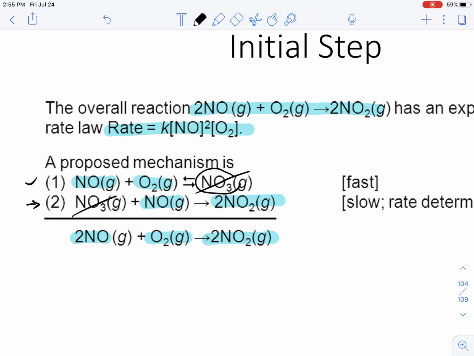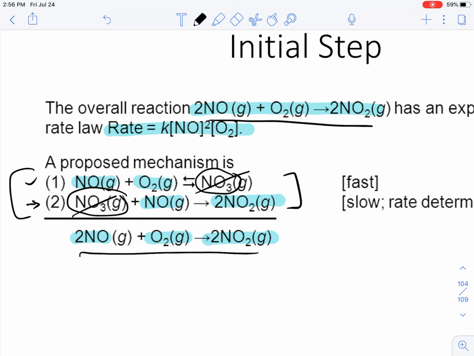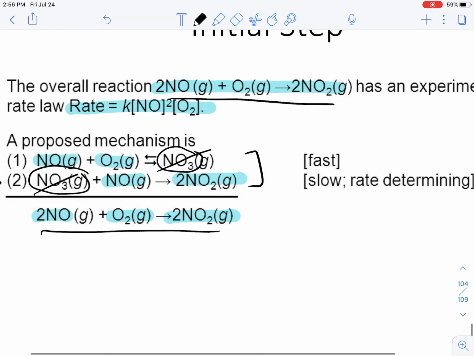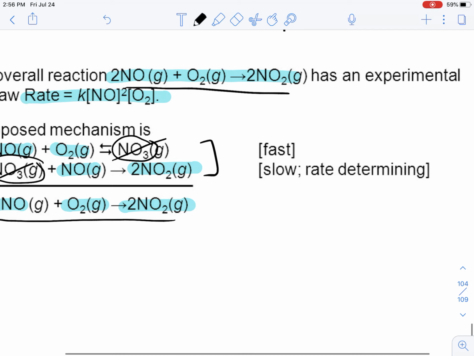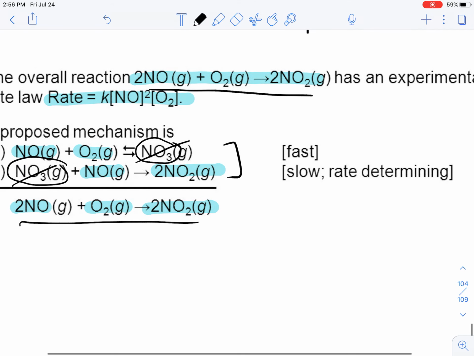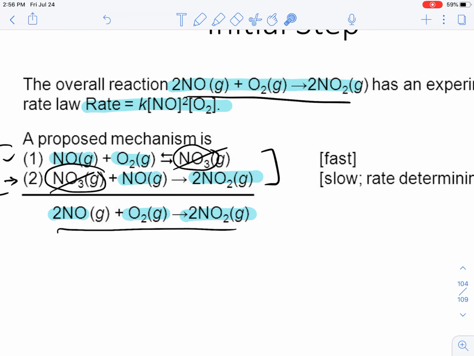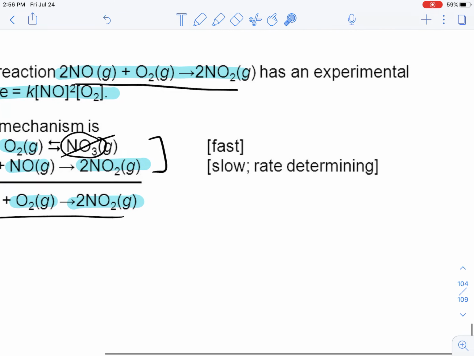And so if it gets produced in one elementary step and gets consumed in the next elementary step, then you really won't see it in your overall chemical equation. And so the second criteria for proving if the reaction mechanism is plausible can be checked off. In other words, the sum of the two elementary steps does equal the overall chemical equation. And so the last step is to determine whether or not the theoretical rate law from the proposed reaction mechanism does produce the rate law that was experimentally determined.